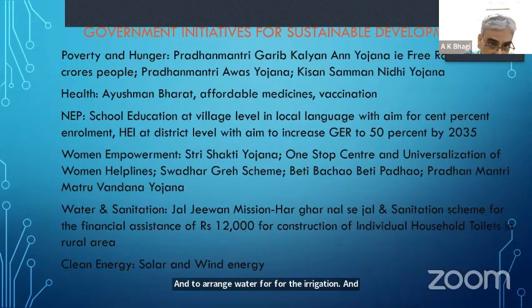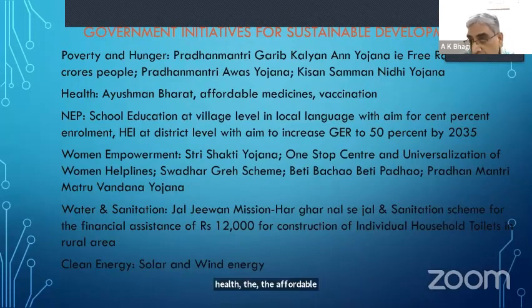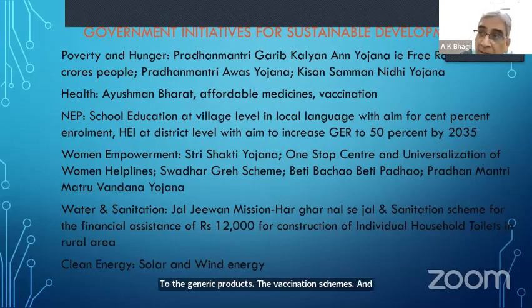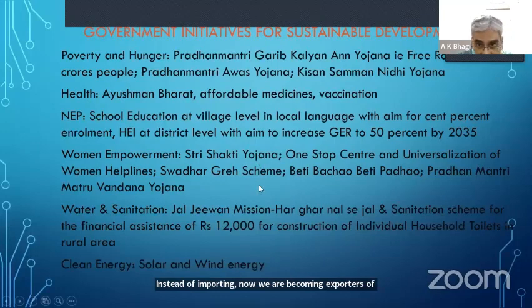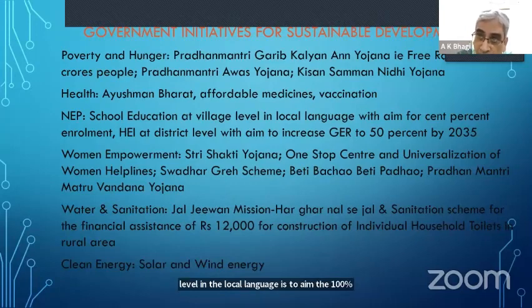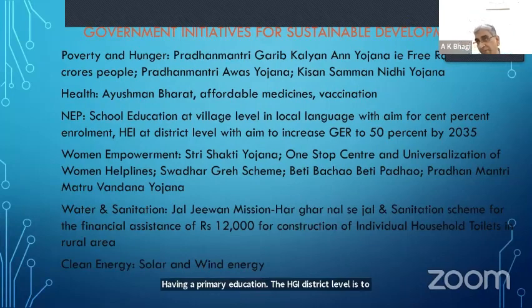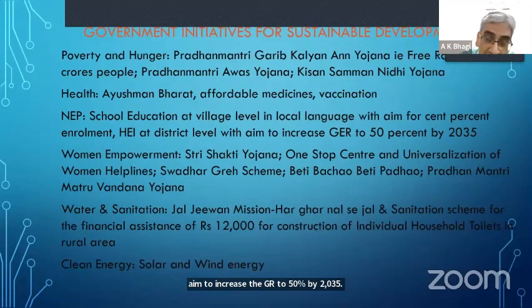And in health, there is Ayushman Bharat, affordable medicines through generic products, and vaccination schemes, and India is now becoming a hub in creating healthcare equipment. Instead of importing, now we are becoming exporters of this. The NEP aims at school education at village level in local languages, aiming for 100% enrollment. The government of India is hoping that by 2035, almost everybody will have at least primary education. Higher education at district level aims to increase the GER to 50% by 2035. So the schemes are coming in and they match the SDGs.